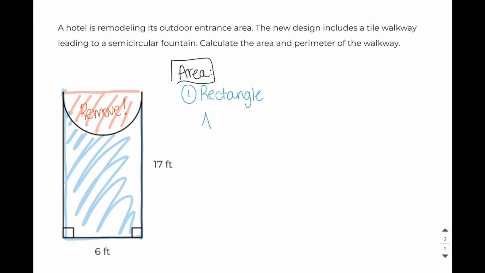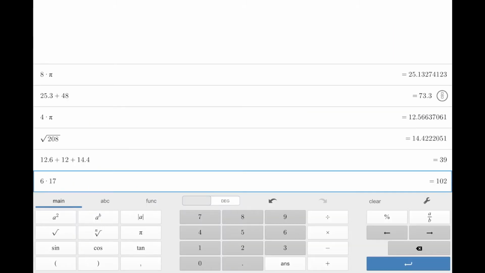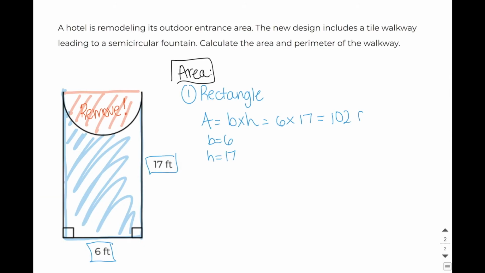And to find the area, you would do length times width or base times height. And here we know that our base is 6 and that our height is 17. So we would do 6 times 17, which is 102. So the area of our rectangle is 102 square feet.